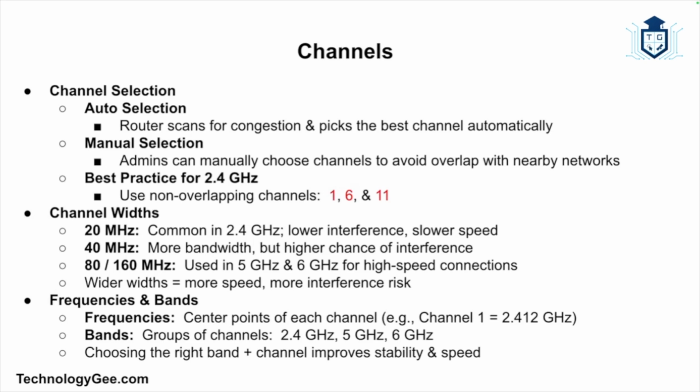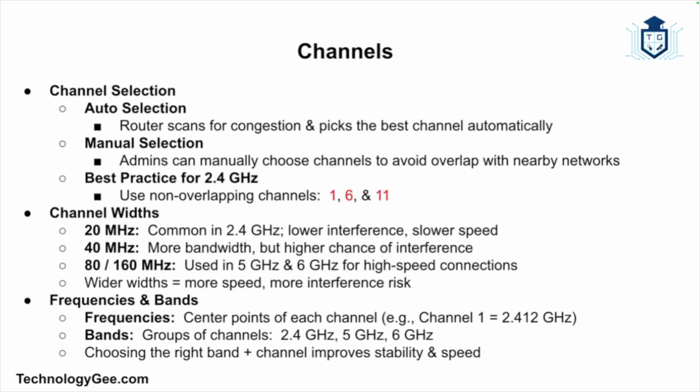And then you have 80 and 160 megahertz, and this is using 5 gigahertz and 6 gigahertz bands for ultra fast connections. So essentially, when it comes to channels, wider channels can support higher throughput, but they are more prone to interference. And then we have what are called frequencies and bands.